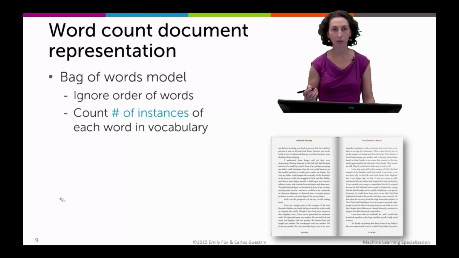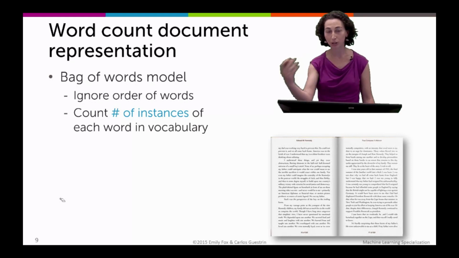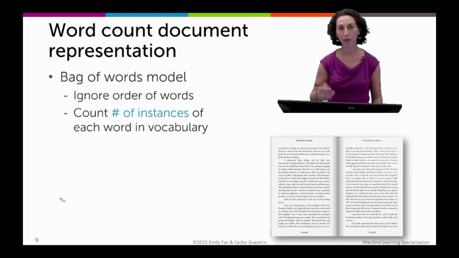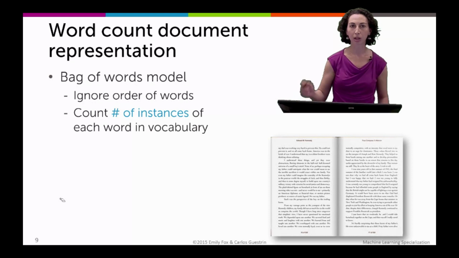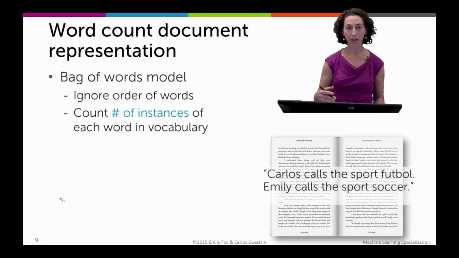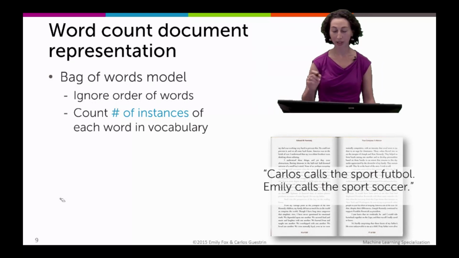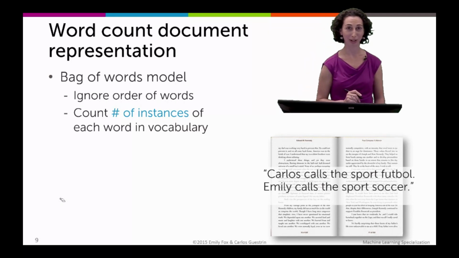Instead of considering the order of the words, we're simply going to count the number of instances of every word in the document. So let's look at a specific example. In this document, we're going to imagine there's just one sentence, and that sentence says that Carlos calls the sport football, Emily calls the sport soccer. Actually, I guess that's really two sentences, but that's the entire document.